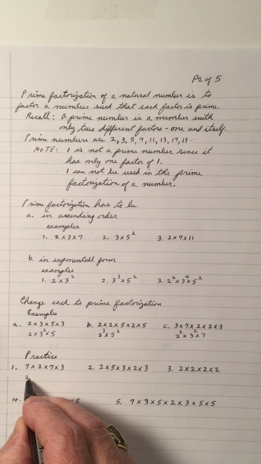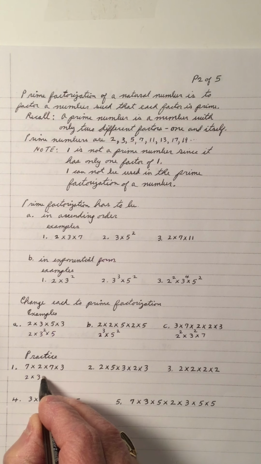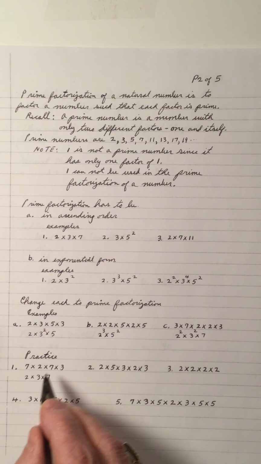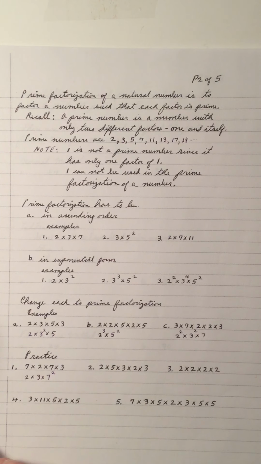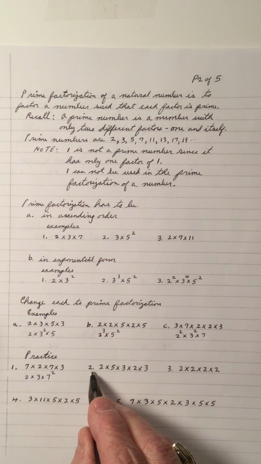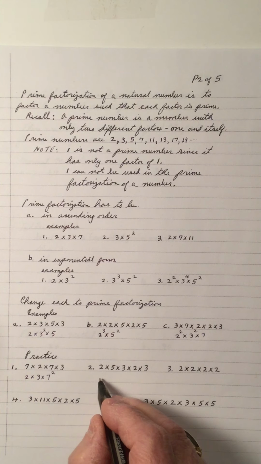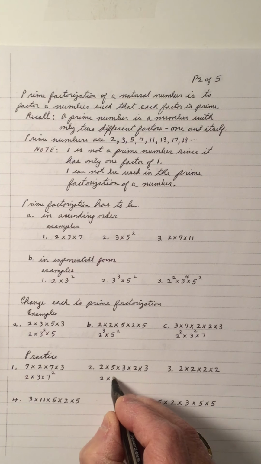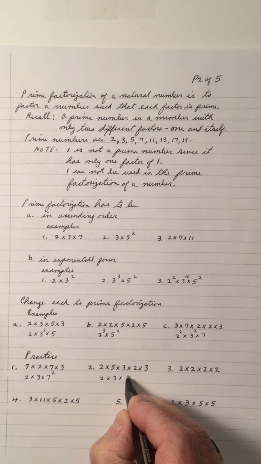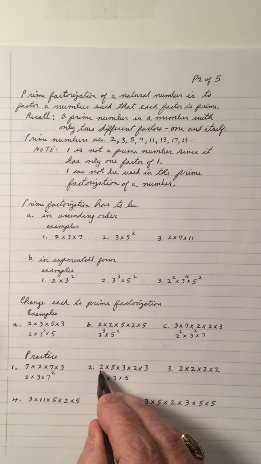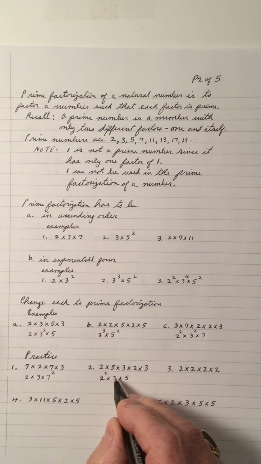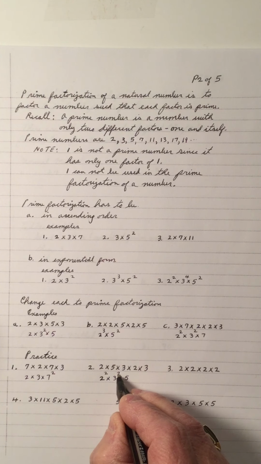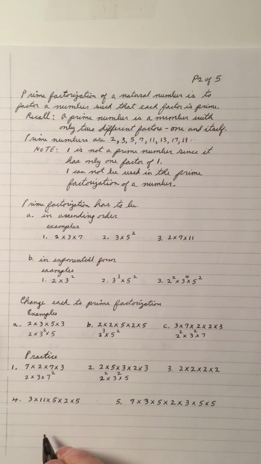I see a 2, a 3, and a 7. And there's one 2, one 3, but there's two 7s. In the second one, I see a 2, and I see a 3, and I see a 5. And 2s, there are two of them, squared. 3, there are two of them, so it's a square, and one 5.